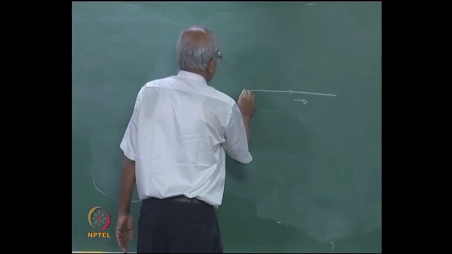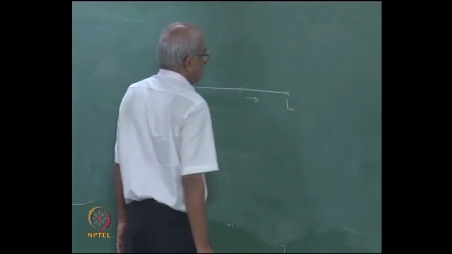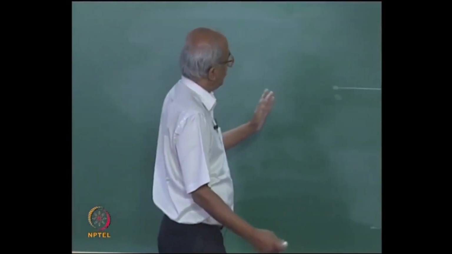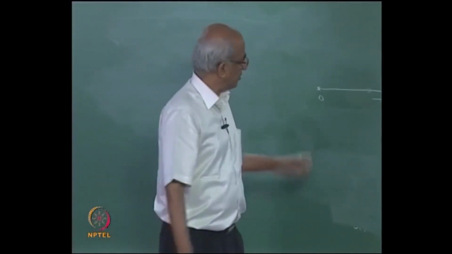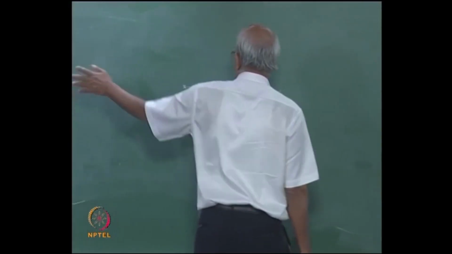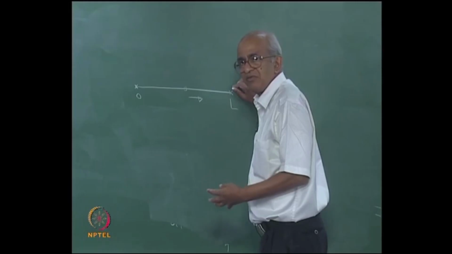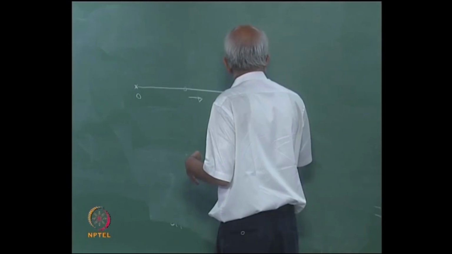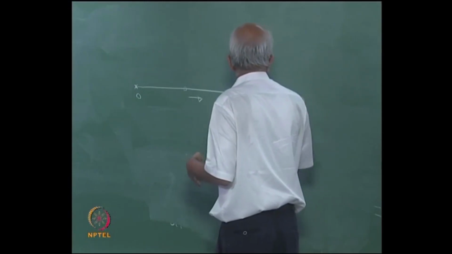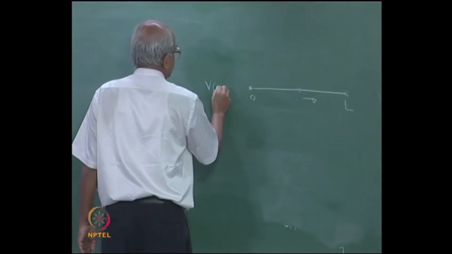So, here x is equal to 0 and there x is equal to L, and I will say that the particle is allowed to move only in that range. Why? Because beyond this point or beyond that point, I will say that the particle will experience a potential that is infinitely large. So, here I will say the potential is infinitely large in this region. I will also say that in this region the potential is infinitely large.